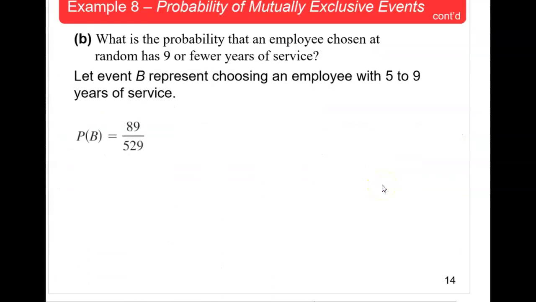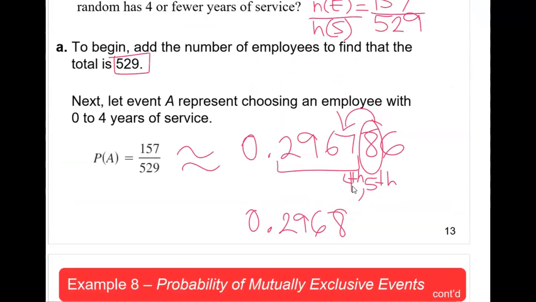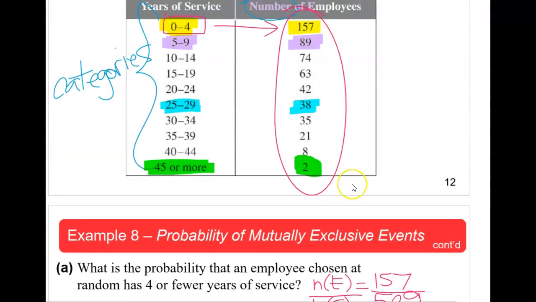And we have another question from the same sample space. It says, what is the probability that an employee chosen at random has 9 or fewer years of service? So if we look at the data, we have the category here. The second category has 9 or fewer, which is from 5 to 9. But we also have the first category, which is from 0 to 4.